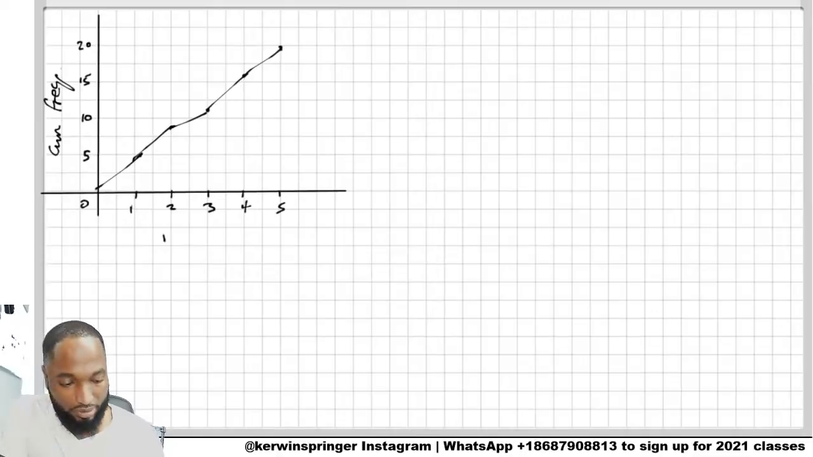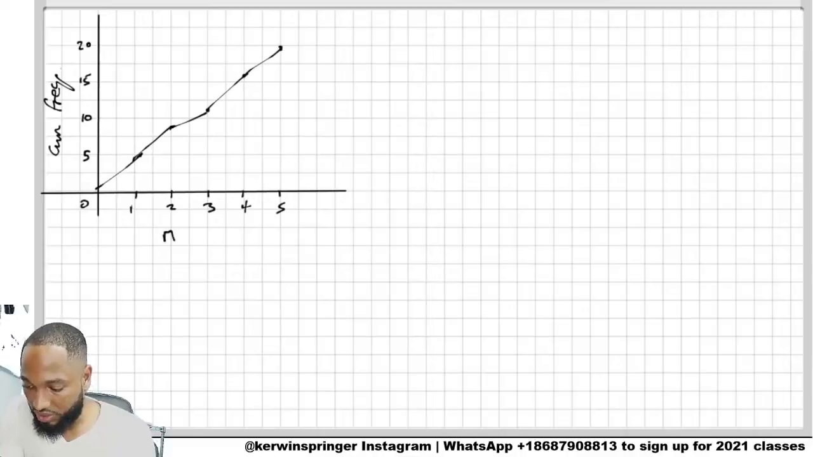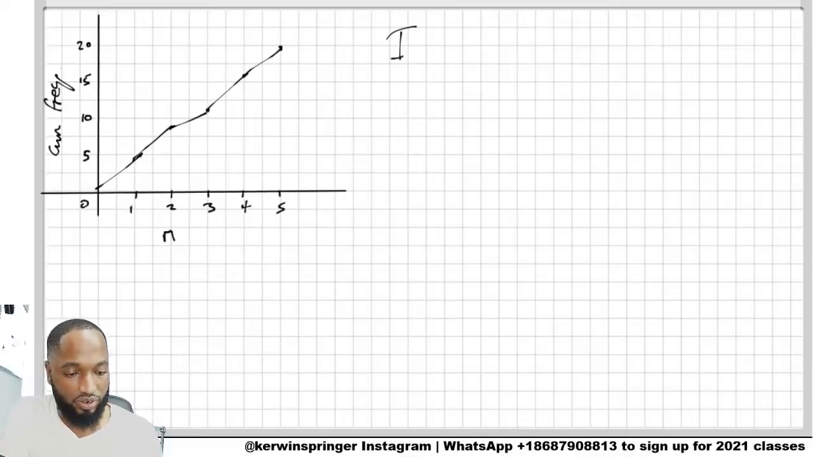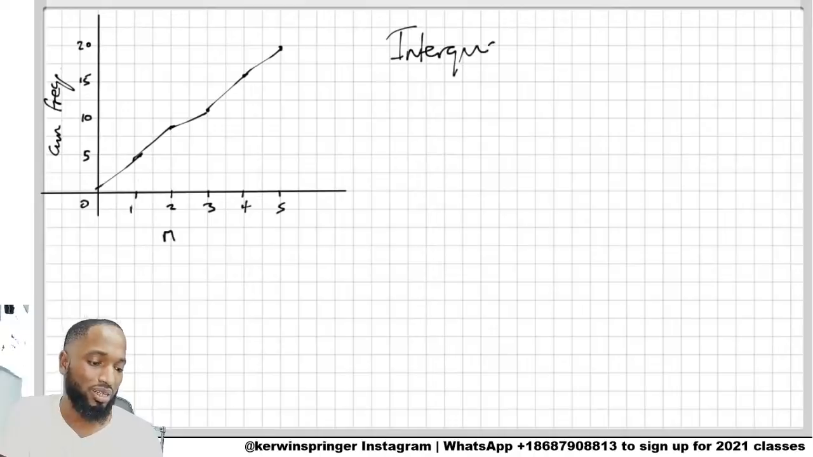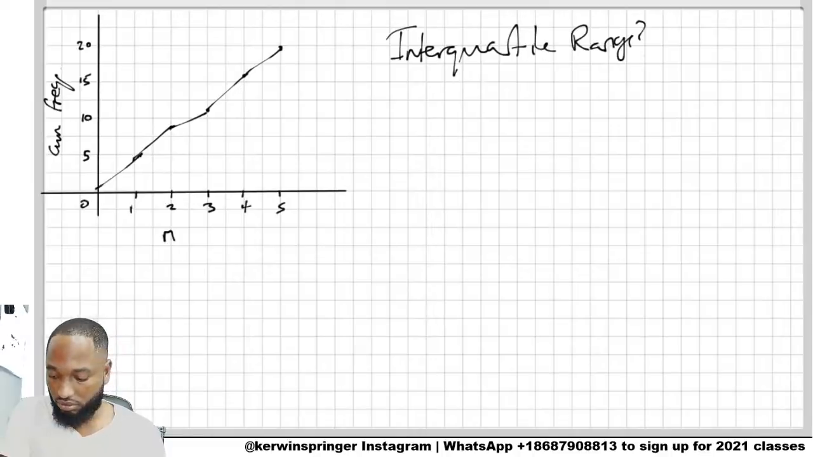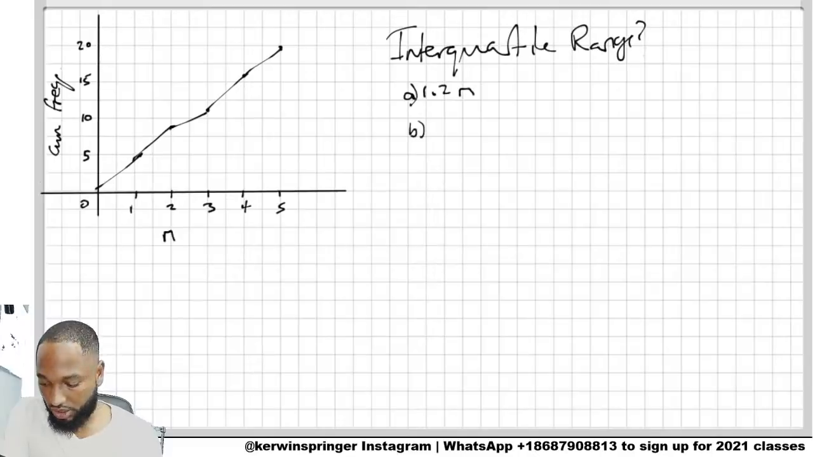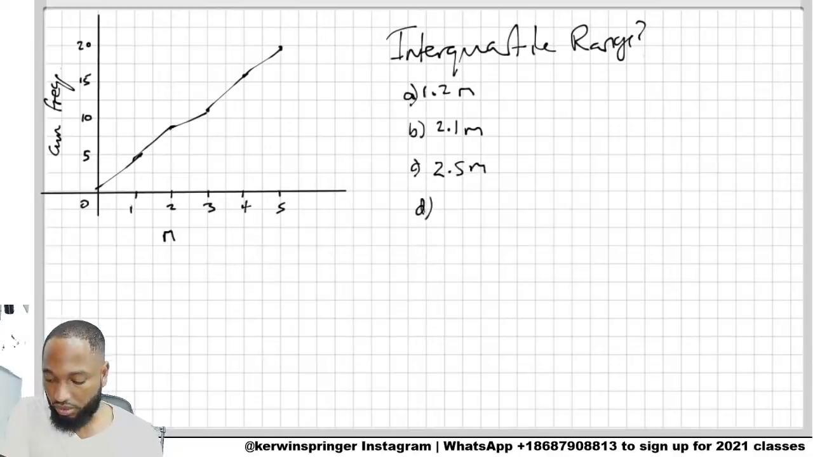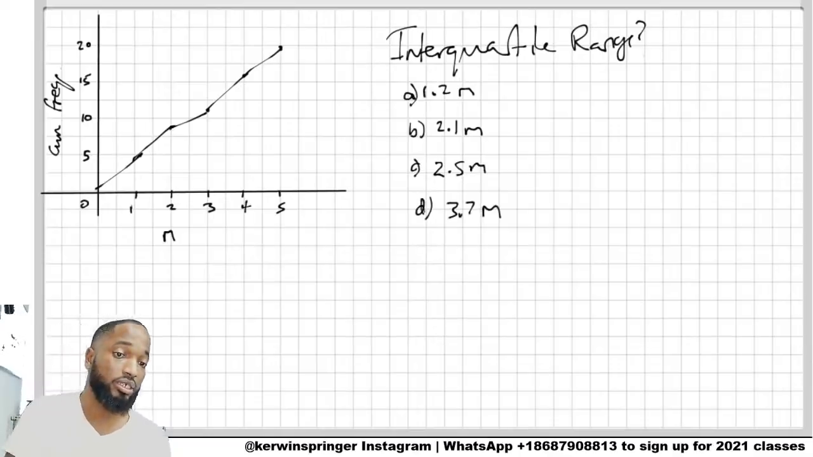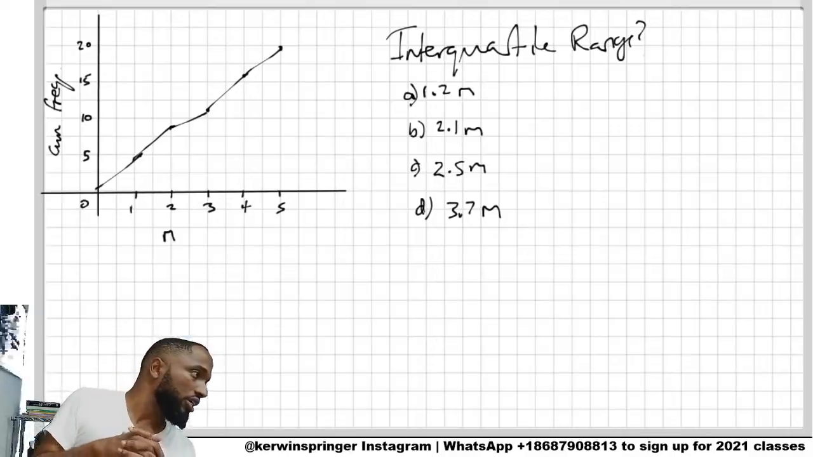And this is length in meters and the interquartile range. You have to know what is the interquartile range. It don't matter what it is. Interquartile range. .2 meters, 2.1 meters, 2.5 meters, 3.7 meters. What is the interquartile range?